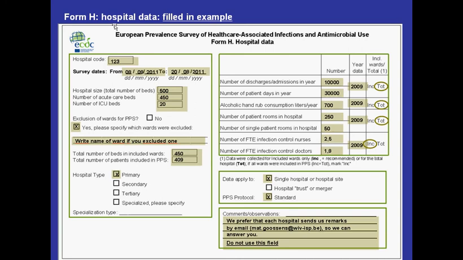In the last column you can fill in whether these data apply to the entire hospital or only to the included wards. The fact that we've chosen to do some for the total and the last two for the included wards is merely a coincidence. It is not a best practice.